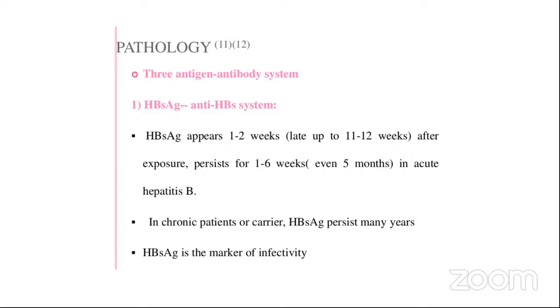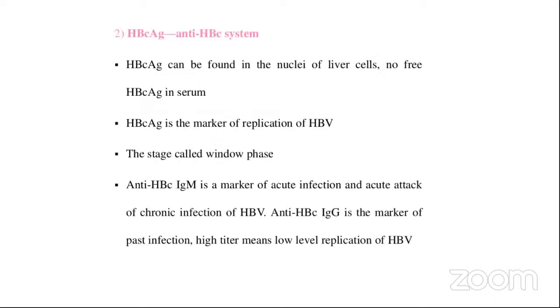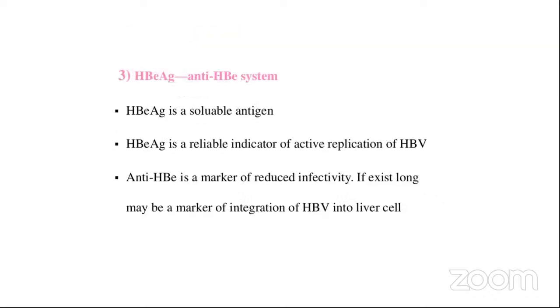So, pathology. Here you can see all these antigen systems, three antigen-antibody systems, and these three systems play a very important role. We can detect them, and these antigens are a very good marker. If we identify them, then you can understand the phases, whether it is a window phase or what is the stage of the virus. These are indicators of whether they are replicating or not. For example, if E antigen is observed, it is an indicator of active replication of hepatitis B virus. So it is a marker.